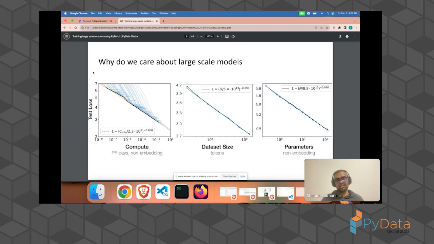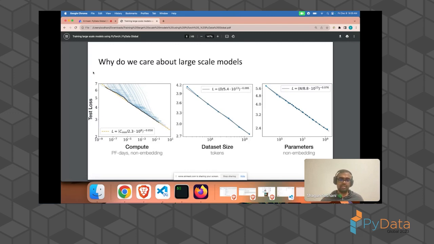The other reason to care about training large-scale models is the following curve. This is from the neural scaling laws paper. What this shows is three different curves. On the x-axis, we have compute or the dataset size or the parameters, and on the y-axis, we have the test loss. It's not important what the task is.